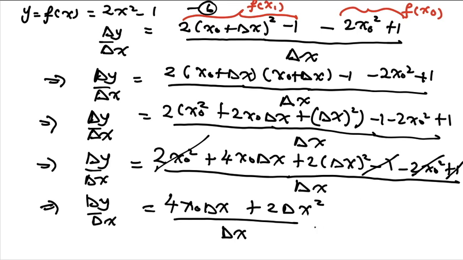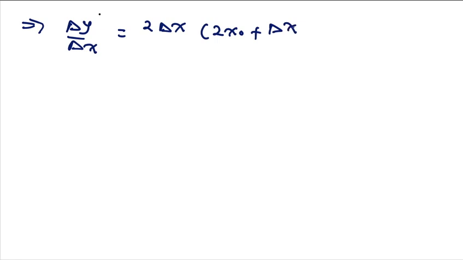You can see clearly from the last line here, you can see the common factor. What is the common factor? The common factor is 2 change in x, isn't it? So we can factorize it even further. So when we factorize it, it becomes like this. Change in y over change in x is equal to 2 change in x, 2x naught in bracket plus change in x, isn't it?